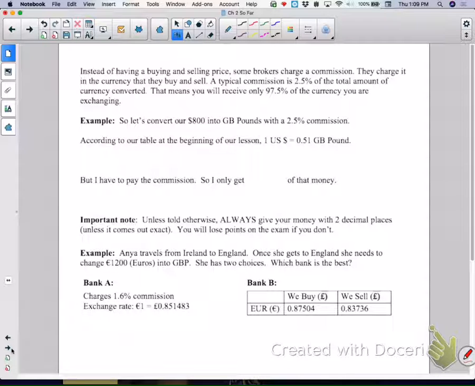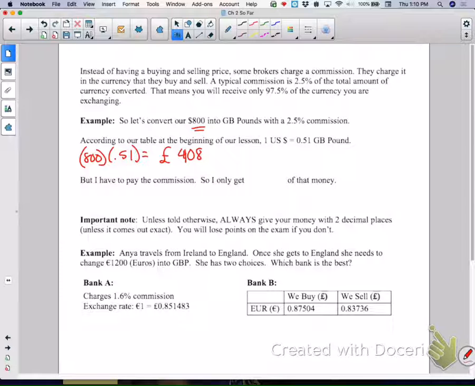So let's say that we've got that $800 again that we're going to convert into Great Britain pounds, and we've got a commission of 2.5%. Now, the table at the beginning of our lesson said that a U.S. dollar was equal to 0.51, so let's use that conversion. So we're going to take $800 times 0.51, and that's going to give me exactly 408 of the Great Britain pounds.